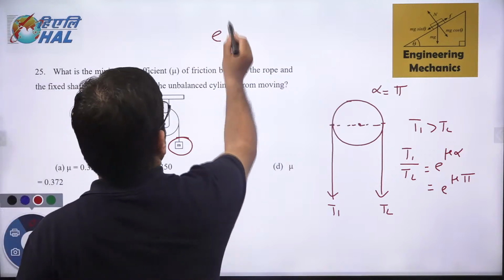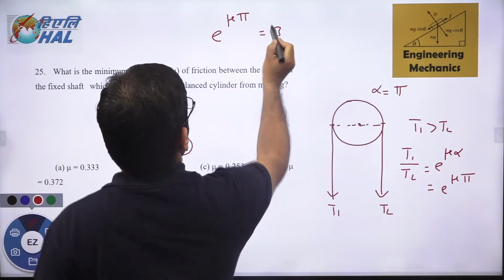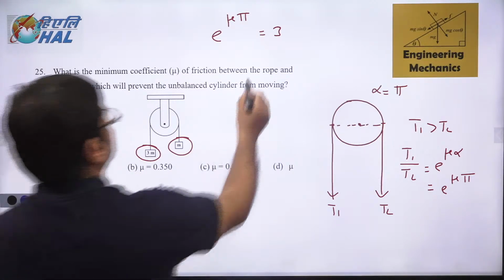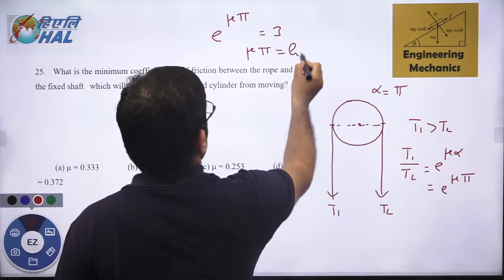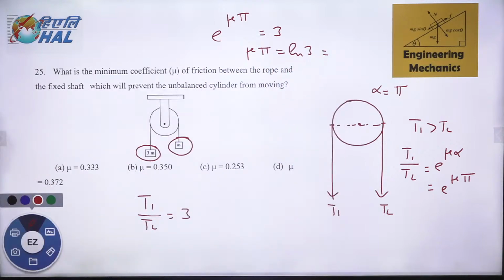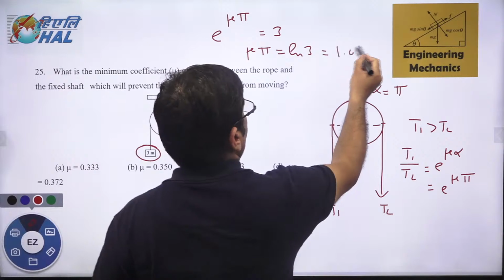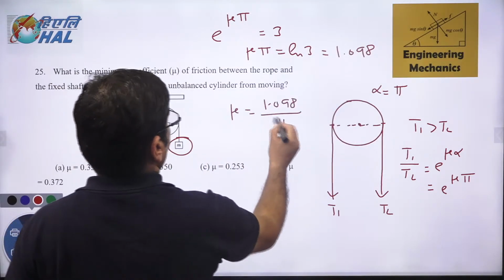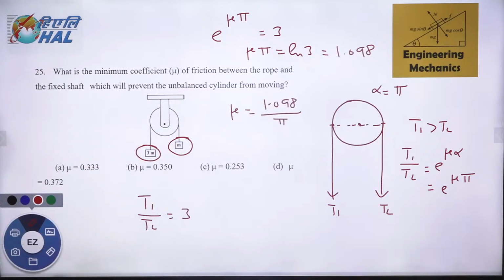Now e raised to power mu into pi is equal to 3. Right? Take the log on both sides. So mu into pi is natural log 3. Now you need to remember certain values of natural logs. Natural log 2, natural log 3 comes out to be 1.098. And what else is there to calculate? We need to calculate the value of 1.098 over pi. That is what we want to calculate. So this comes out to be 0.35.